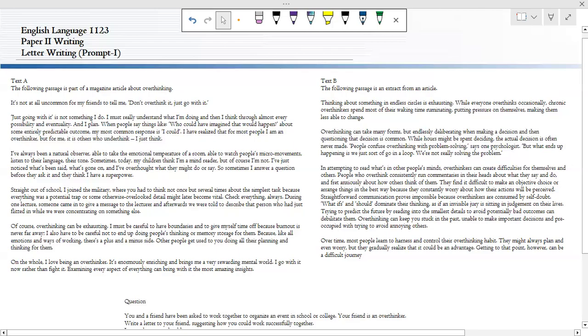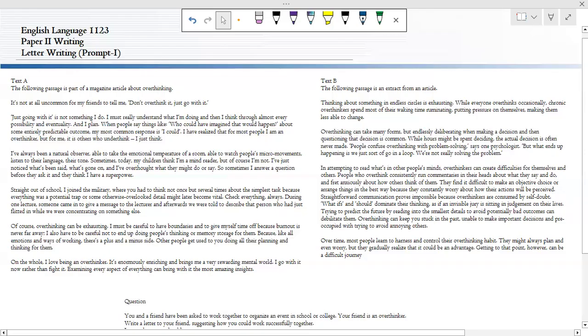Of course, overthinking can be exhausting. I must be careful to have boundaries and to give myself time off because burnout is never far away. I also have to be careful not to end up doing people's thinking or memory storage for them because, like all emotions and ways of working, there is a plus and a minus sign. Other people get used to you doing their planning and thinking for them.